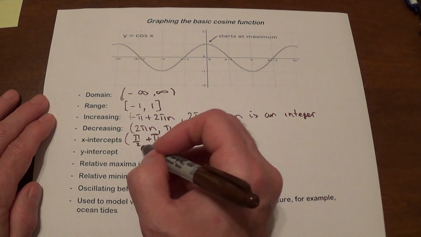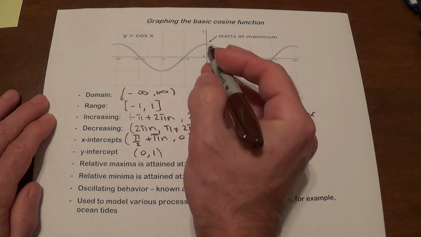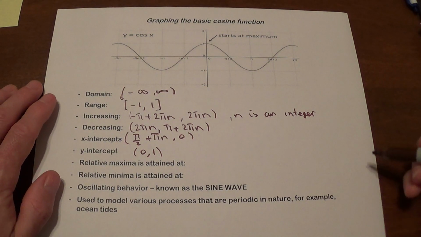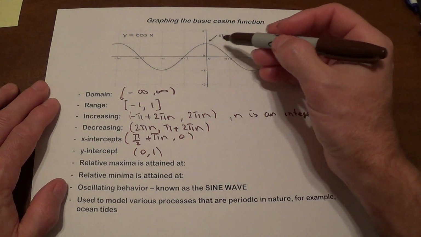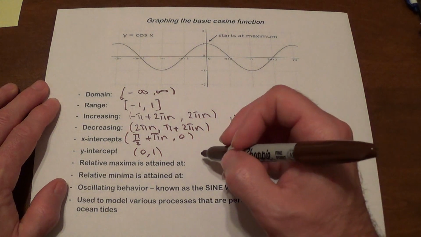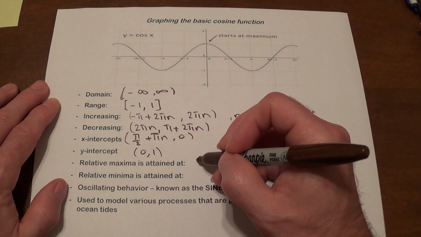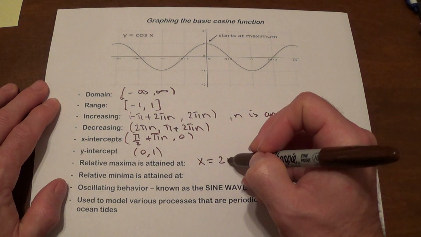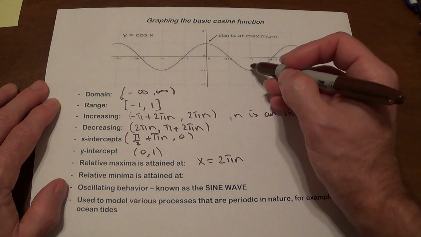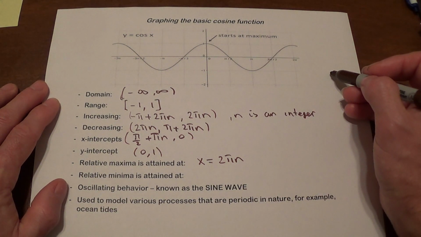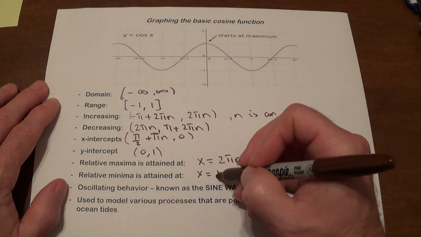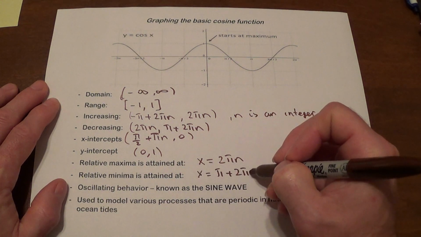It's going to have a y-intercept at the point (0, 1), right there. It's going to have relative maxima attained at 0, then 2 pi, negative 2 pi, 4 pi, negative 4 pi. So the x values will be 2 pi n, and there will be a general form for that. And it reaches a relative minimum at pi, 3 pi, 5 pi. So we can write that as pi plus 2 pi n.